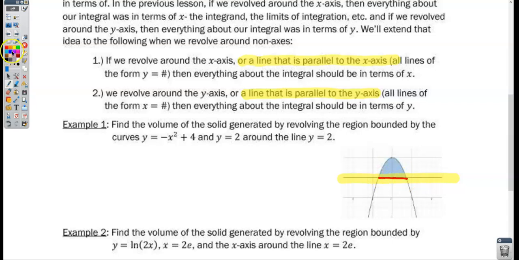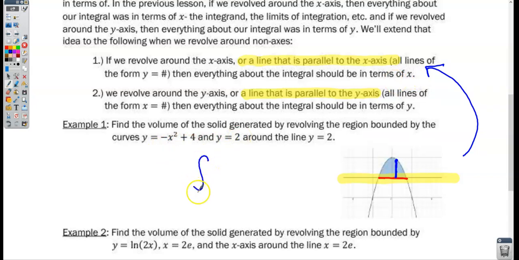Now, extending our conversation for today, the radius of rotation is going to be the distance from the parabola down to this horizontal line. This is a line that's parallel to the x-axis, which indicates to me that everything in my integral should be in terms of x, which is nice because all of my equations are in terms of x to begin with. So let's go ahead and start setting this up.